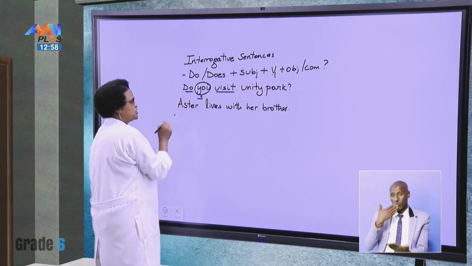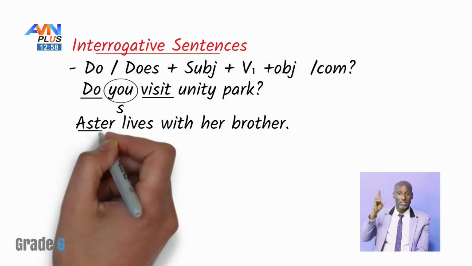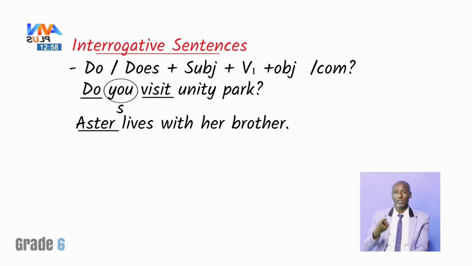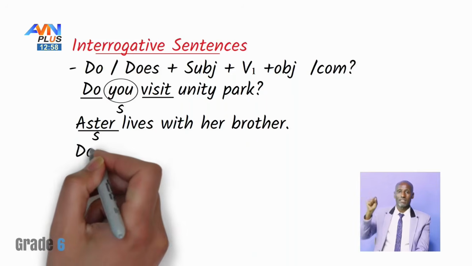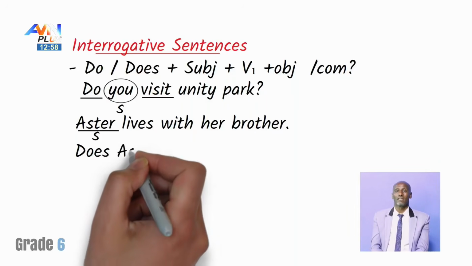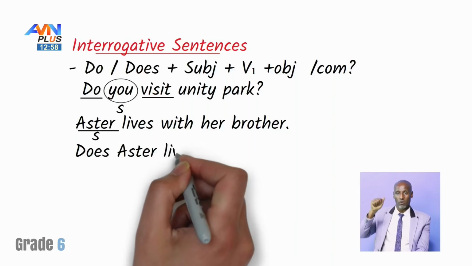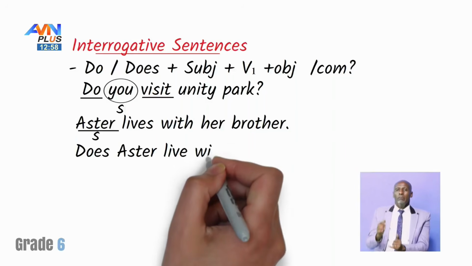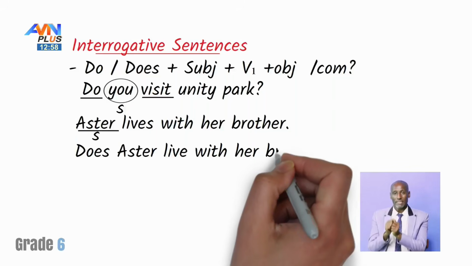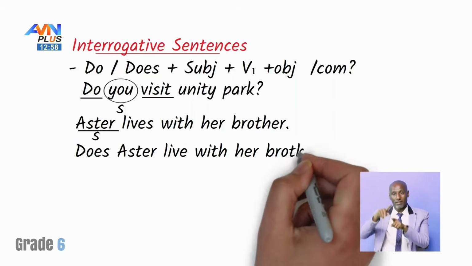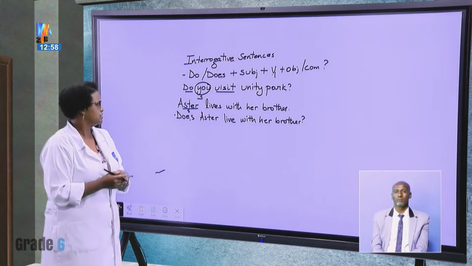Wonderful. I'm sure you begin by saying do. Is it? No, we don't say do because Aster is what? Singular, which means she. So, does. Does Aster. Yes? Now, once we add es on do, we need to cancel this one, right? So what do we say? Does Aster live? Does Aster live with her brother? And then, question mark. Clear?